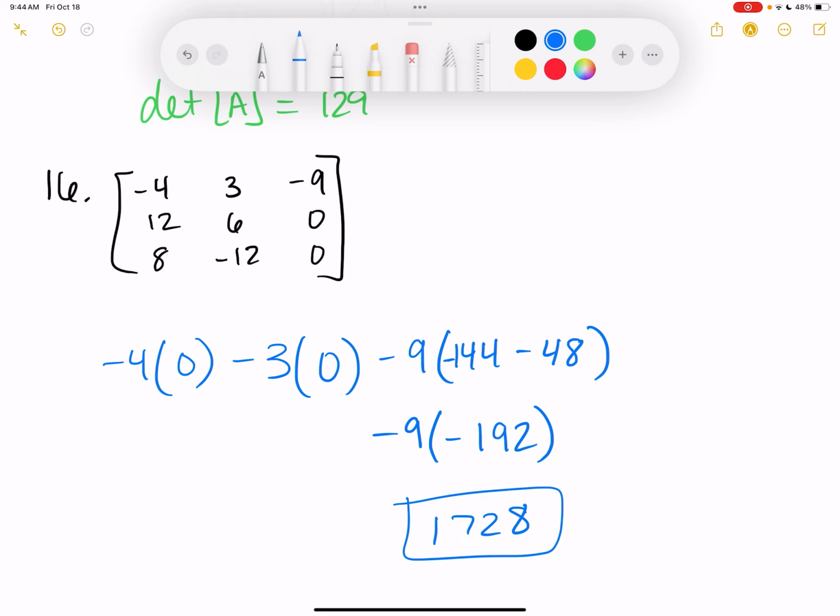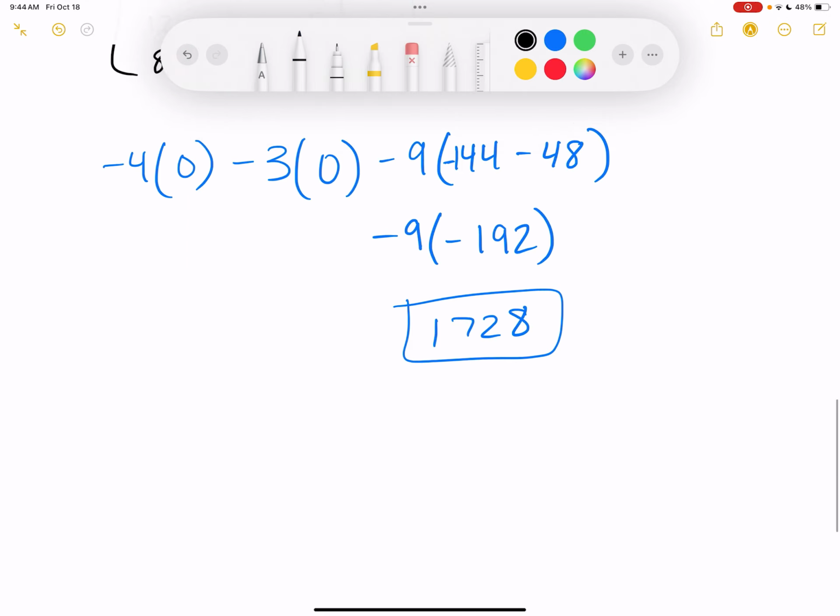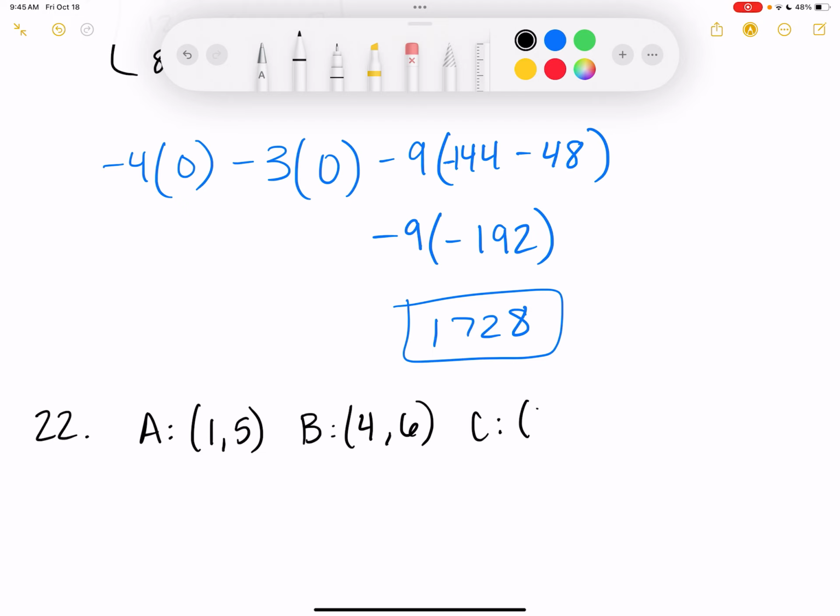Find the area of the triangle with the given vertices. So 22. A is 1, 5. B is 4, 6. And C is 7, 3. Is this triangle on a graph? Yes, but we're not putting it actually on the graph.